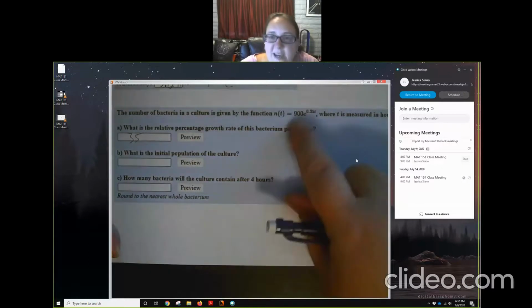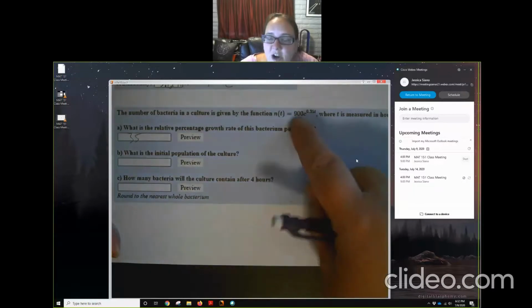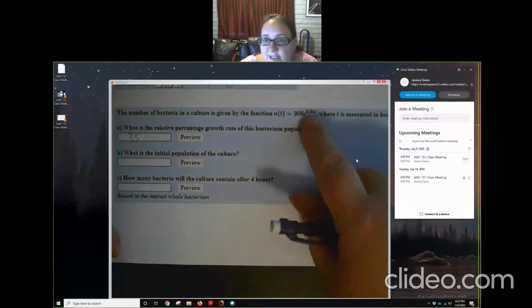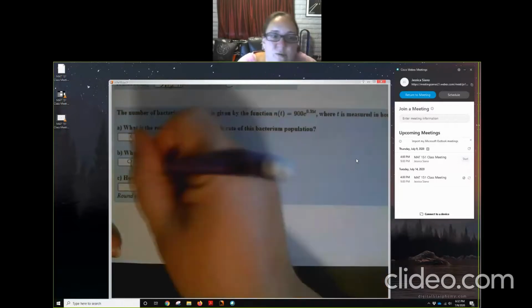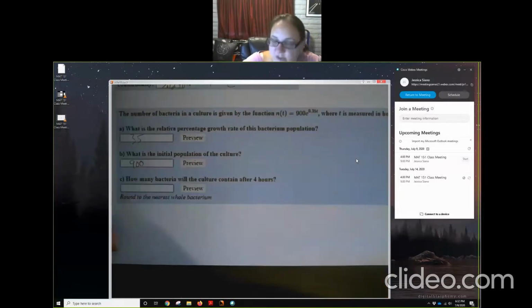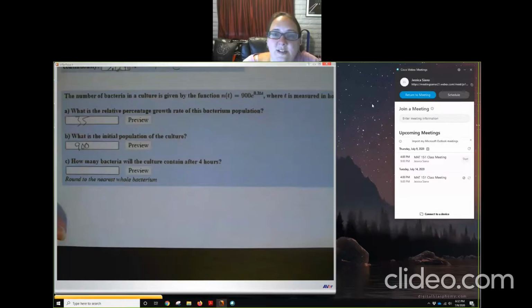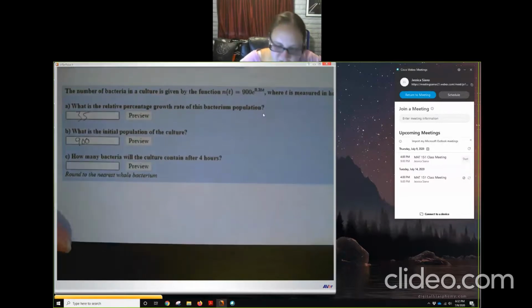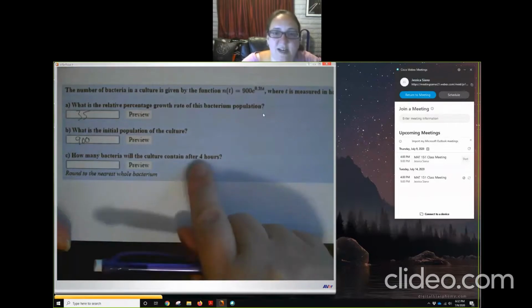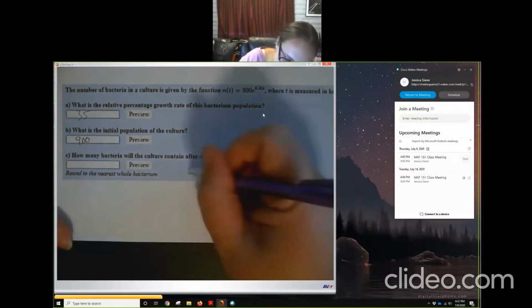So P, my initial amount, is 900, and my rate is 35%. So the 35 and the 900 we pull right from the equation. Just because it's bacteria in a dish and not money doesn't change the fact that we are still Pe to the rt. And so then to figure out how many bacteria the dish will contain after 4 hours, we're just going to plug in 4 for t.